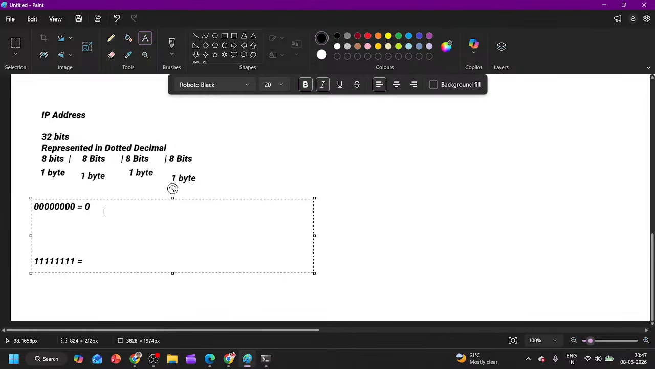Maximum value is going to be what? If you convert this binary into decimal, what value will I get? 256? 255. No, 255. Right. Very good. 255. This is the decimal value of this binary. It's a very simple binary to decimal conversion.